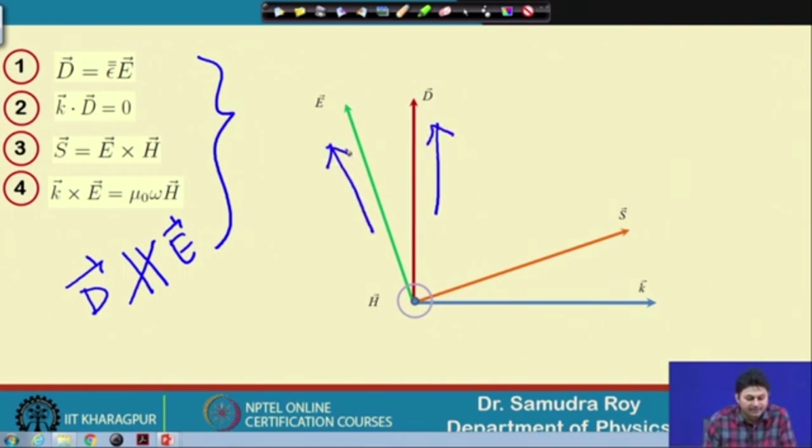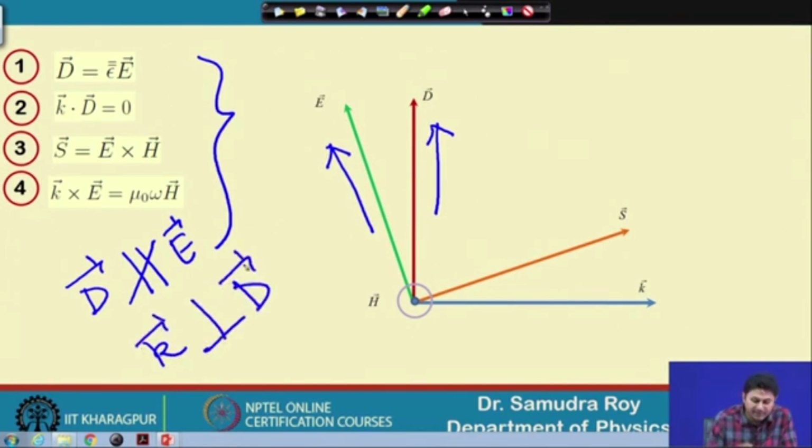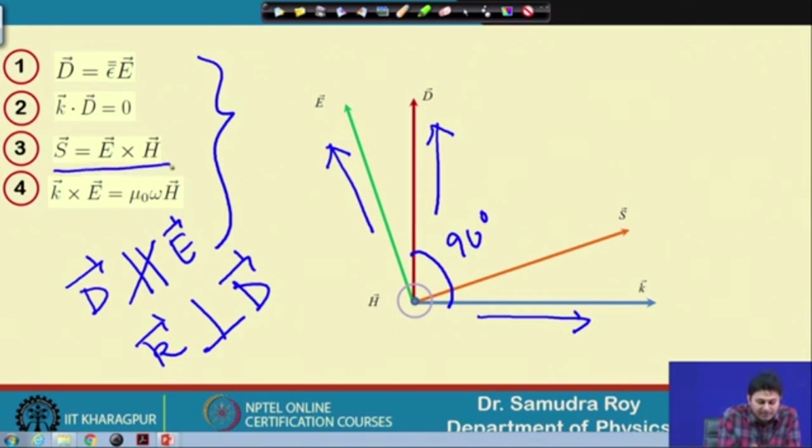Second thing is that k dot D is 0, that means the k vector should be perpendicular to the D vector. If D vector is given, the k vector should be perpendicular, so this is 90 degree, this is 90 degree. Another expression is here, which is S and E. This expression suggests that the S vector is perpendicular to E and H.